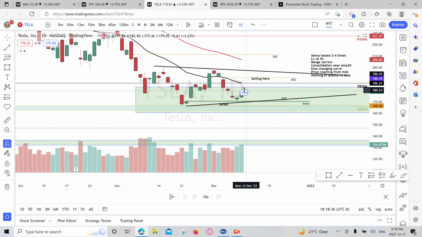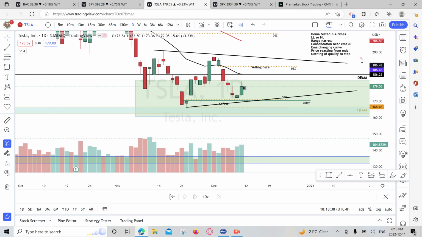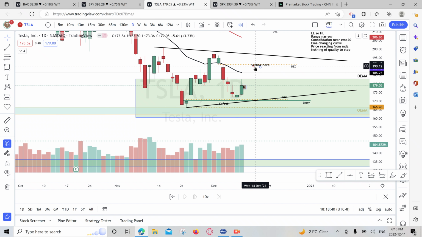And I am still expecting it to go up till 190, but in the middle of all this, hopefully it doesn't catch my stop. So let's see what happens. And SPX is the index which needs to be analyzed every day.